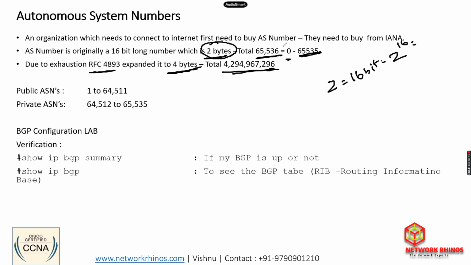Now coming to this one, which is currently what we are using, we have two different types. One is called public ASNs, second is called private ASNs. Public ASNs, as the name says, these AS numbers will be globally unique and can be routable on the internet. Now, private ASNs will be within the cloud only. They will not go beyond the cloud.